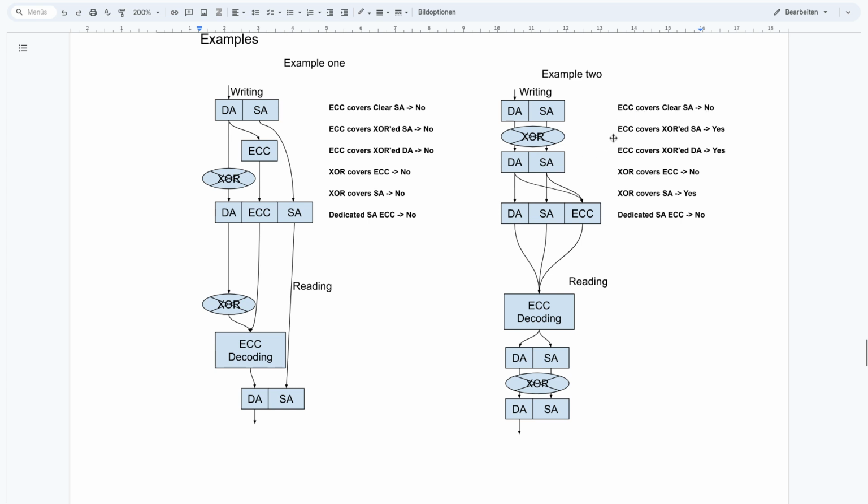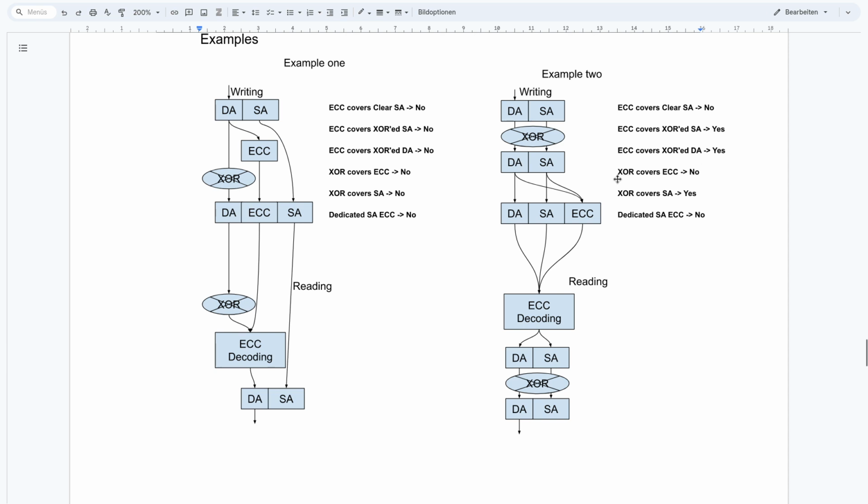Next question, does the ECC cover an XORed service area? Yes. The ECC, as we've seen, covers the XORed service area. Next question, does the ECC cover the XORed data area? We have the ECC, we see that it covers the data area, and we see that the XOR has been transforming the data area before it goes into ECC. So yes, ECC covers the XORed data area.